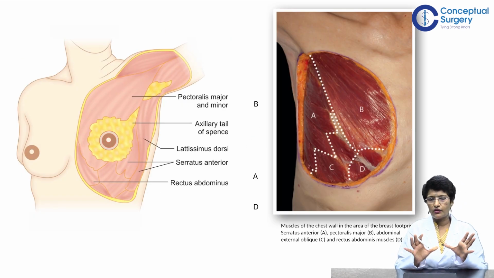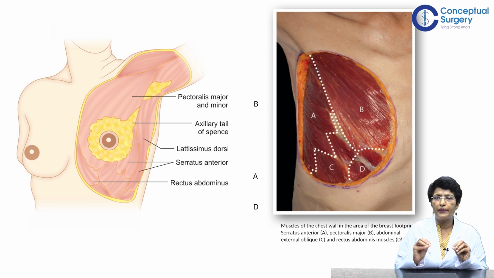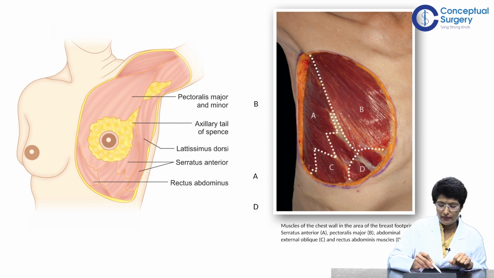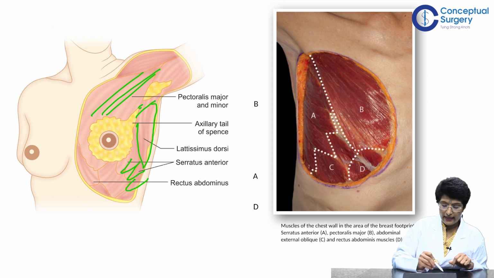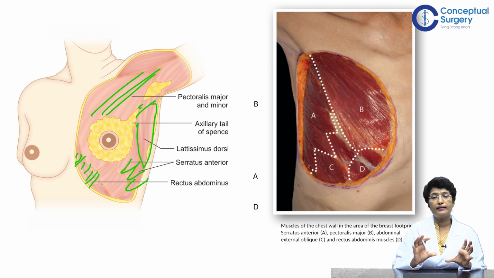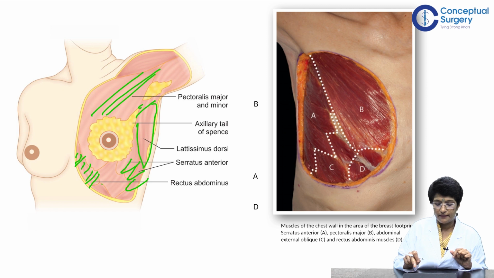So what are the muscles of consequence to a breast surgeon? That's the pectoralis major, the pectoralis minor lying under it, and then you have the latissimus dorsi, which is inferior to the axillary vein. Then you have these digitations of serratus anterior laterally, and you have the rectus abdominis coming up here. These are the muscles that you would be interested in.